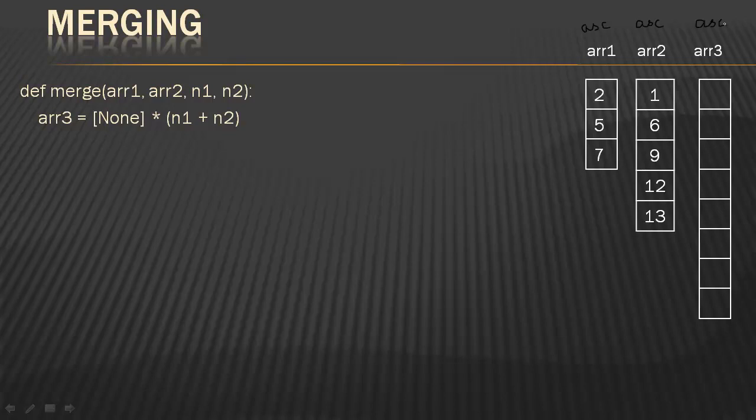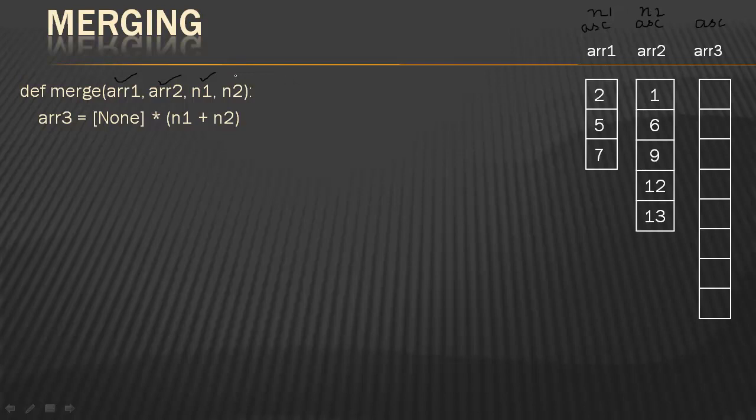The question says you have array 1 in ascending order, you have array 2 in ascending order. You need to merge the contents of array 1 and array 2 into array 3, such that array 3 is also in ascending order. So we already have array 1 and array 2 existing in the program. Those are the parameters passed to the function called merge. Then what do n1 and n2 stand for? Array 1, let's say, has n1 elements, and array 2, let's say, has n2 elements.